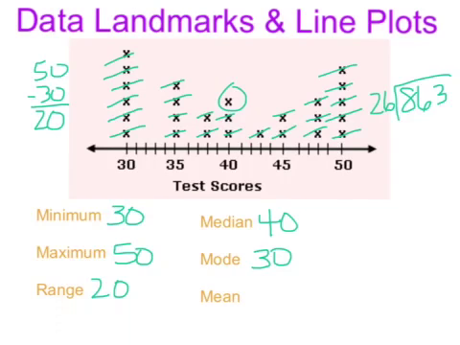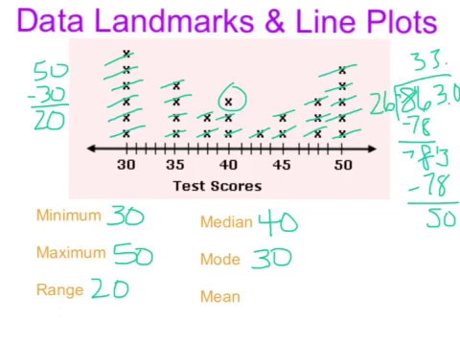26 goes into 86 3 times, and 26 times 3 is 78. So I need to subtract that out. I'm left with 8. Then I have 26 into 83, which I know already goes in 3 times. 3 times 26 is 78 again. And when I subtract, I'm left with 5. Since we're not done, we have a remainder, I'm going to bring down a 0 and keep dividing out to a decimal. So 26 goes into 50 just one time evenly. 26 times 1 is 26. When I subtract, I'm left with 24.